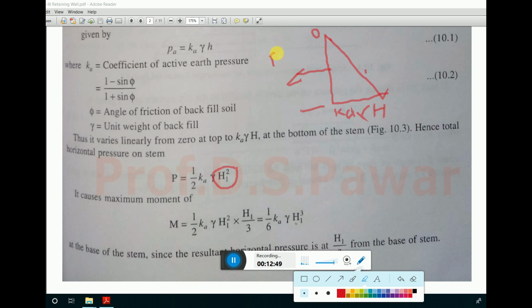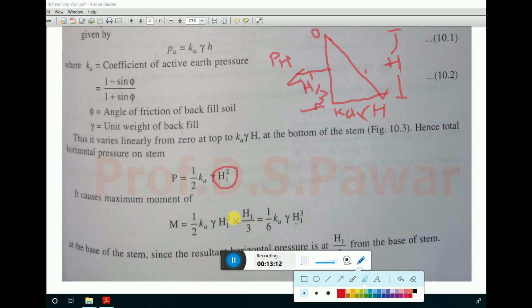After getting this maximum pressure P and the moment, if we have the force, we have to calculate the CG where that force is going to act. So this force is going to act at h by 3. So this is h by 3, and this is the total height of the retaining wall h.